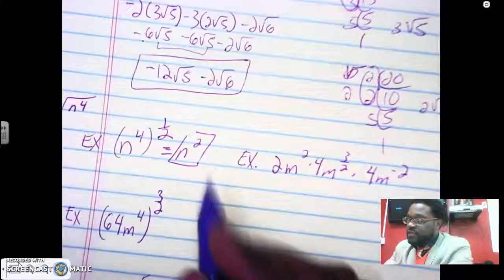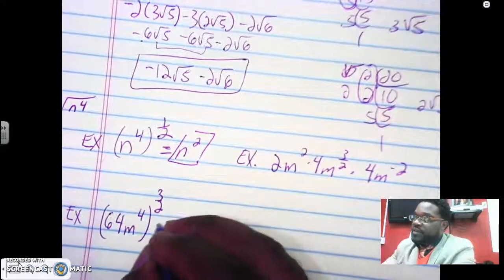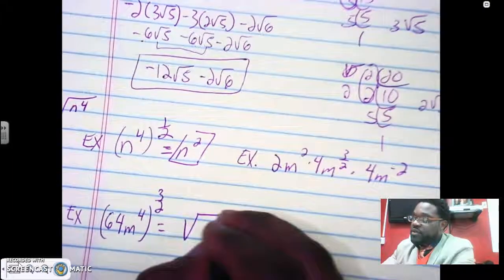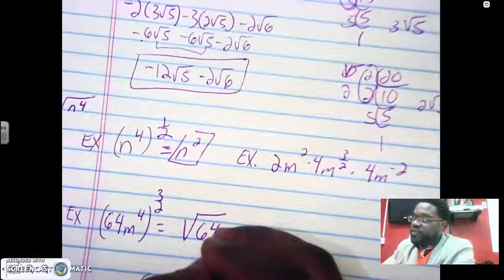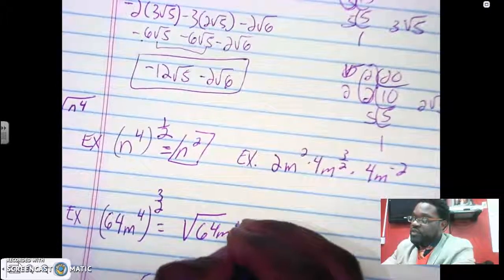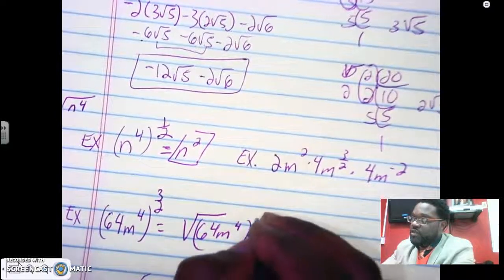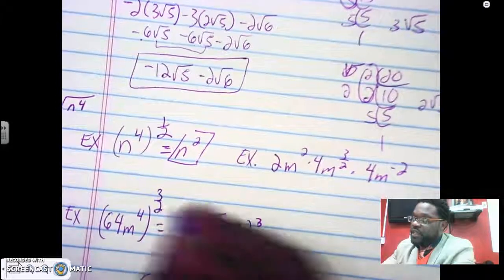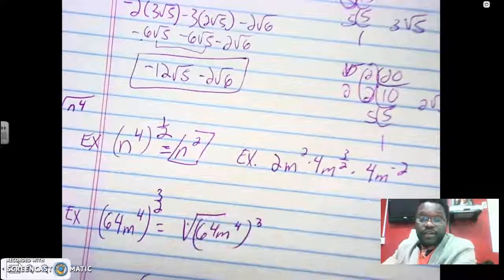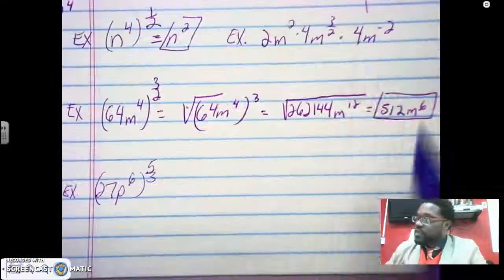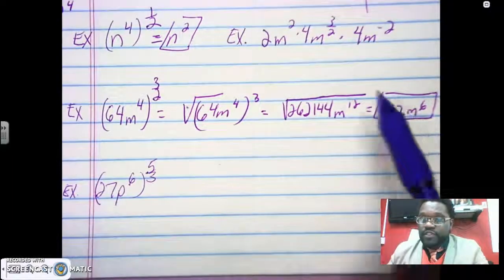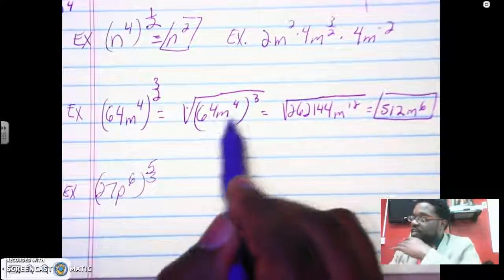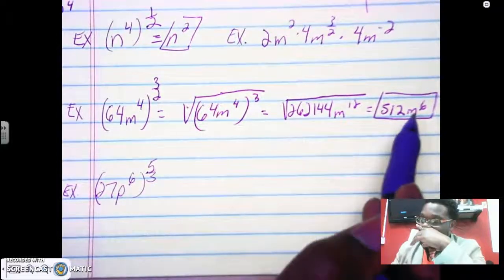Yes, it should. This right here really means the square root of 64m to the 4th all cubed. This is the exponent down here, and this is the index. Alright? Okay, for the sake of time, I went ahead and finished the problem. If you raise everything under here to the 3rd power, you get something like this.